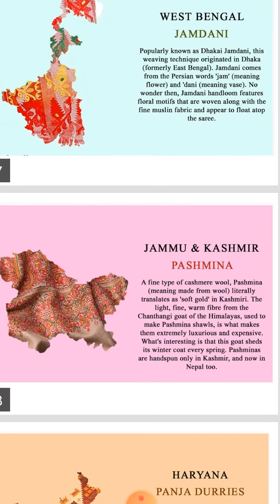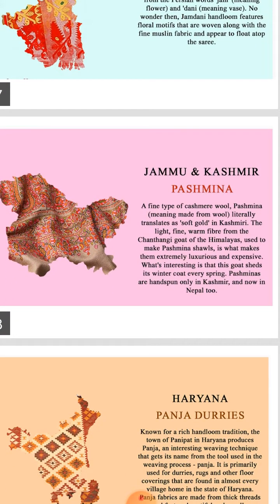Next, moving to the state of Jammu and Kashmir comes the Pashmina weave, the finest type of Kashmiri wool. Pashmina literally translates as soft gold in Kashmir. Why wouldn't it be called soft gold? It is so soft in texture and so light to carry.